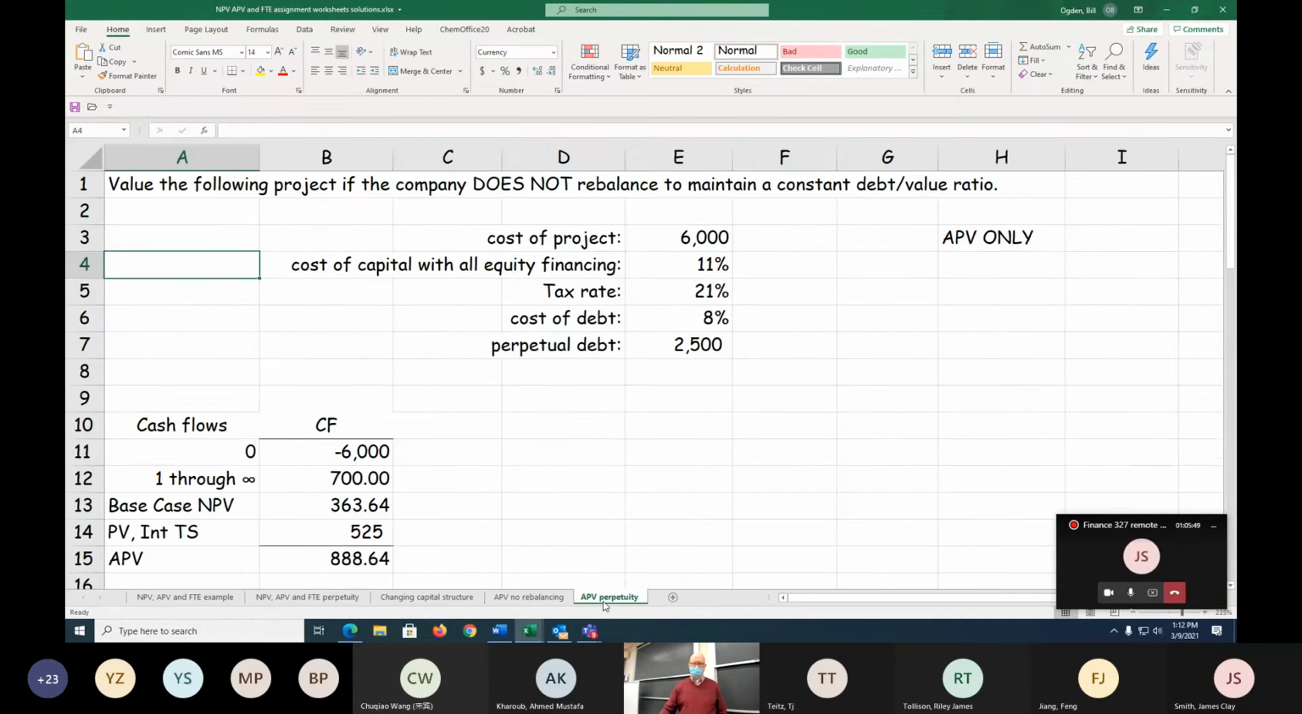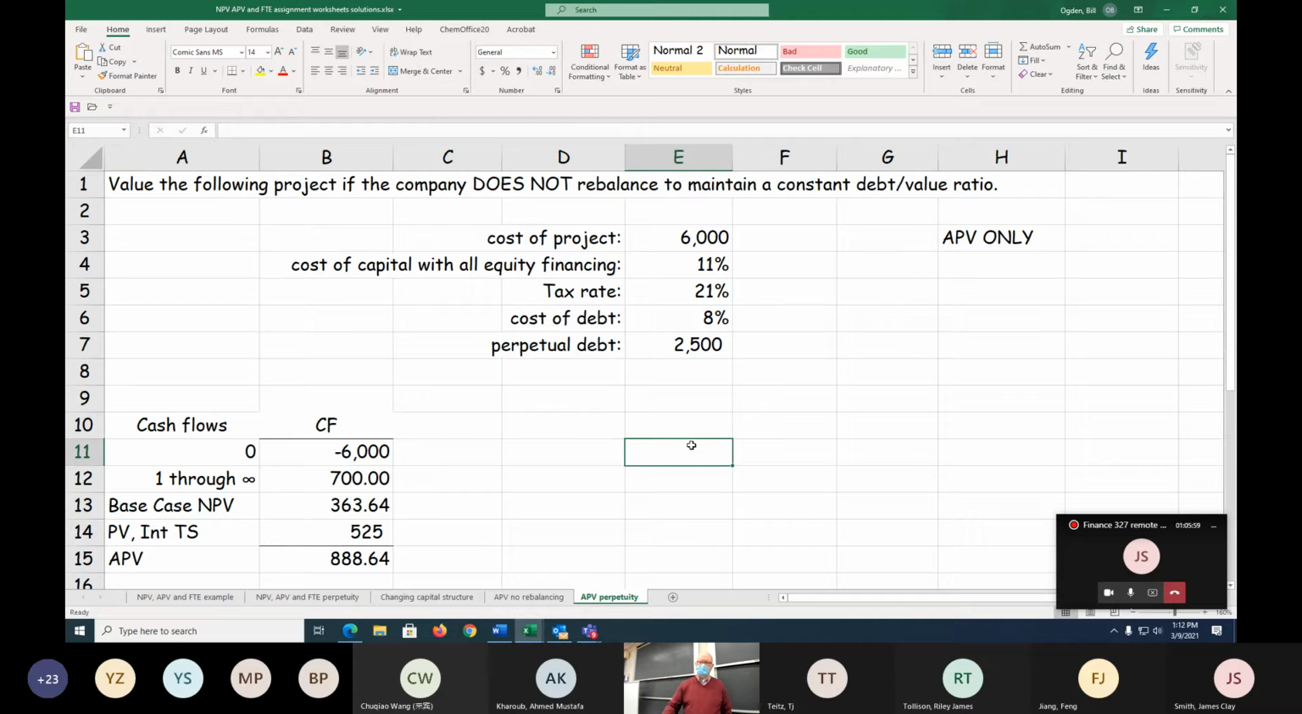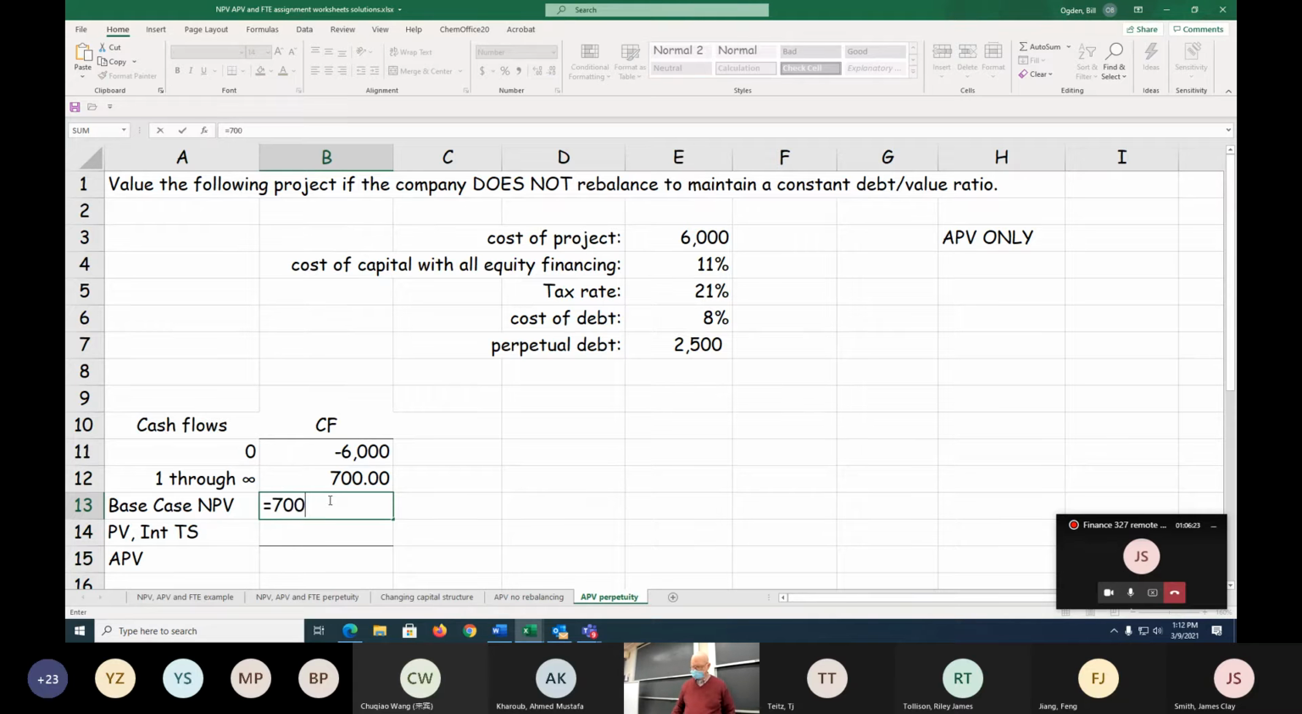Let's do the perpetuity with, here it is. I stated specifically, the company does not rebalance. Okay, and this is the same as problem number 17A, exactly, just different numbers. Okay, so let's do our base case. All right, let's do these all over again. Our base case, that would be the cash flow. Hang on a minute, I'm going to blow this up.